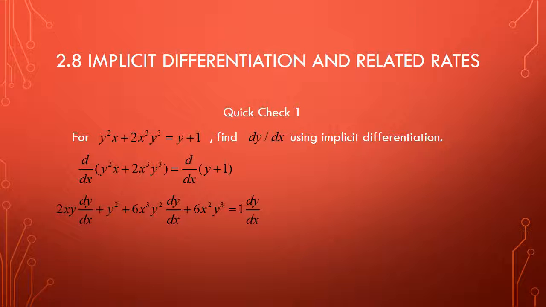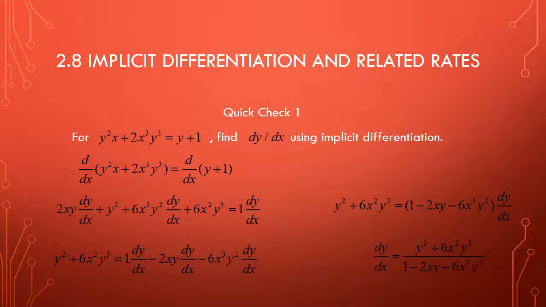All right, now we're going to move everything with the dy/dx onto the right-hand side. You can do right or left, it doesn't matter. And move everything without a dy/dx onto the left-hand side here. Then you factor out the dy/dx, and the hard part's basically done because now we just divide. And that's your answer.